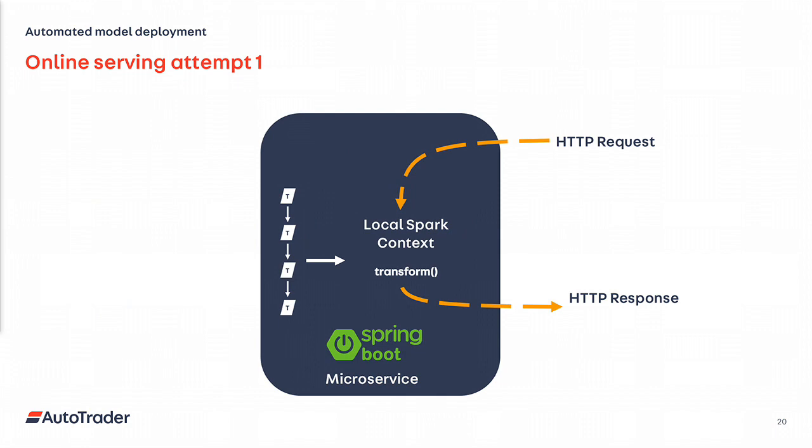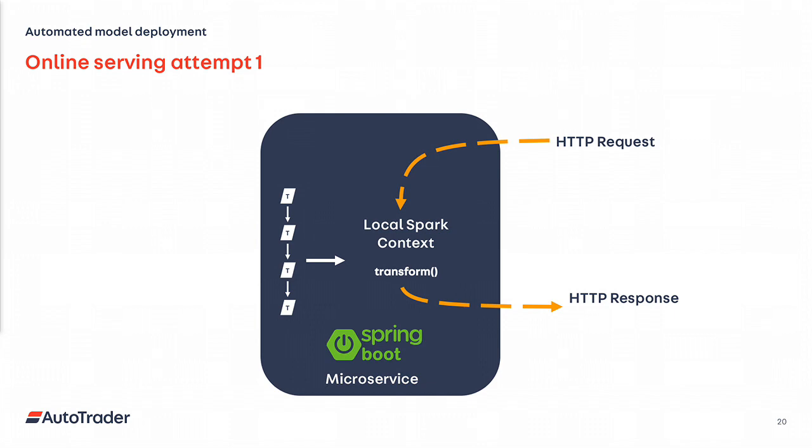So we needed to write a microservice. And this is the first attempt we made at it, which actually the slide should probably be titled How Not to Do Things. Effectively, what we did was we took our serialized ML pipeline, got a local Spark context. So Spark can run in local mode on a single machine. It doesn't have to run in a cluster. And we used that local Spark context to read in that ML pipeline.